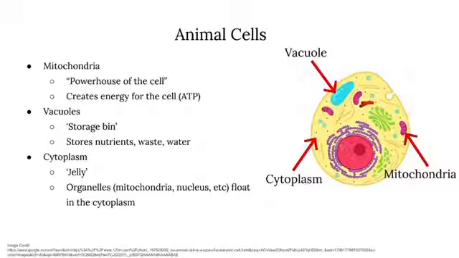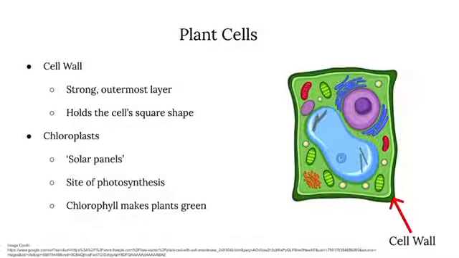Animal and plant cells have a few key differences, such as the cell wall and the chloroplasts, which are only in plant cells. The cell wall is a strong outermost layer around a plant cell, even outside the cell membrane. Plant cells are square-shaped, and that structure is held together by the cell wall.